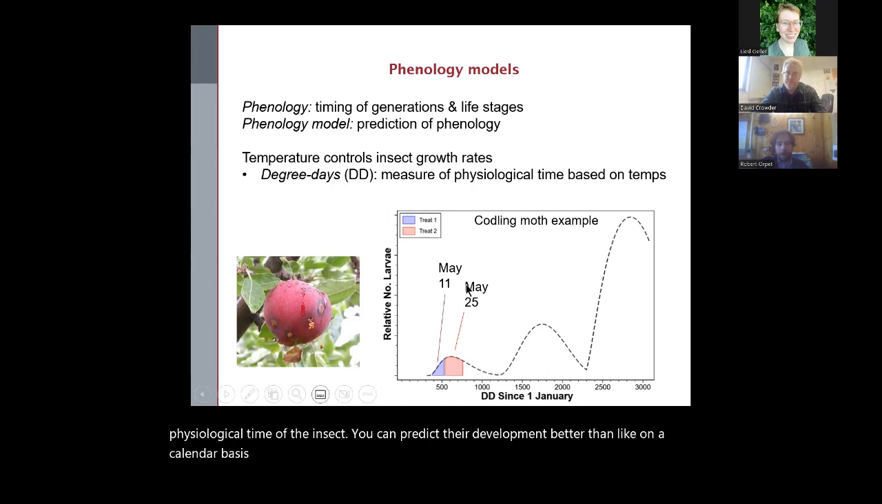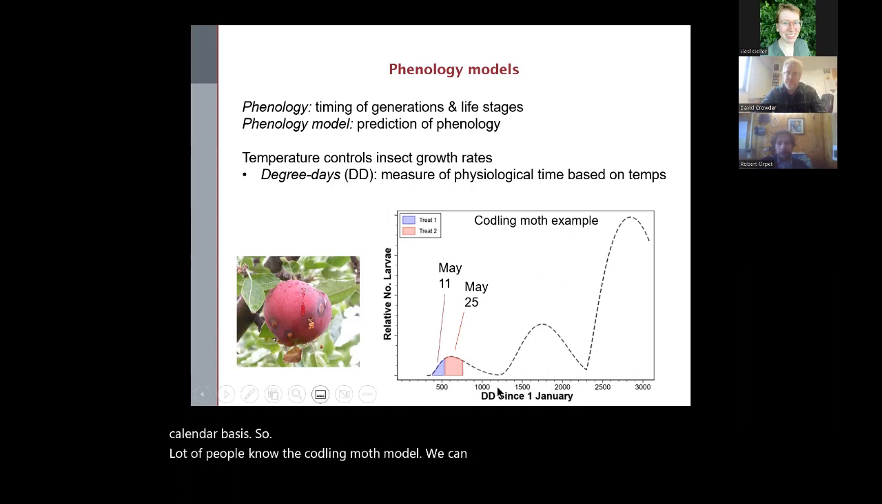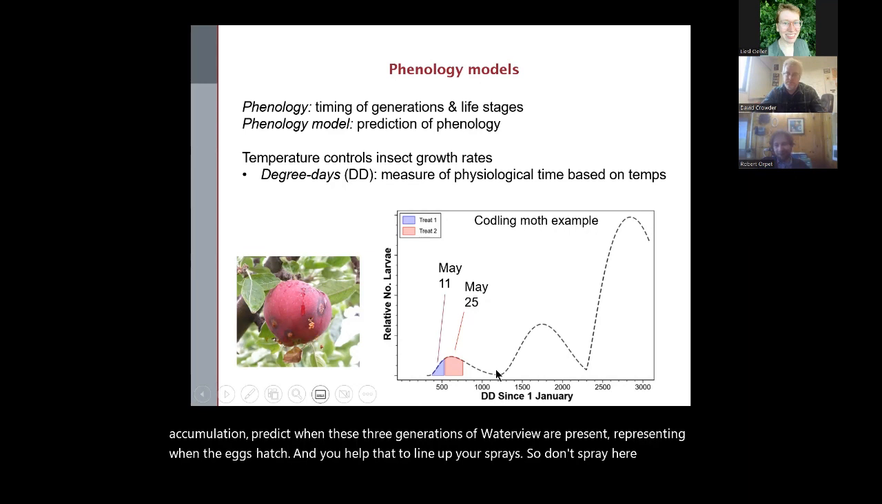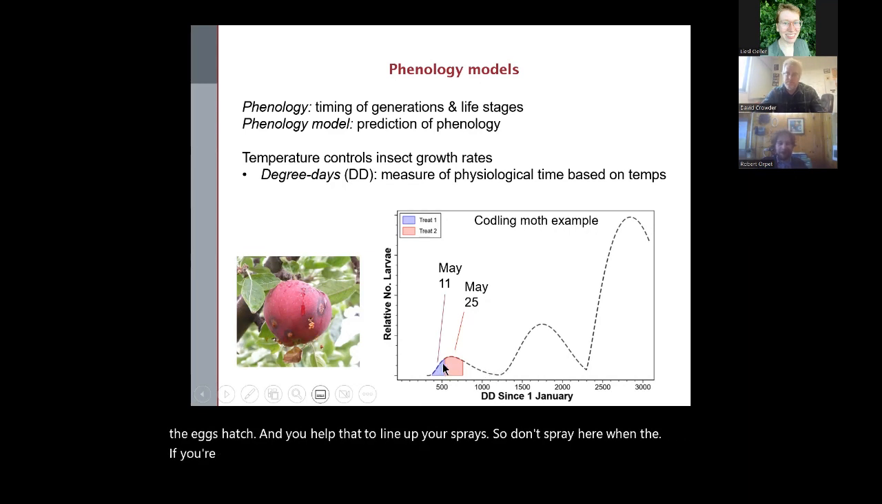So a lot of people know the codling moth model. We can, on a degree day basis, temperature accumulation, predict when these 3 generations of larvae are present, representing when the eggs hatch. And that helps you line up your sprays. So don't spray here if you're targeting the larvae, spray here.